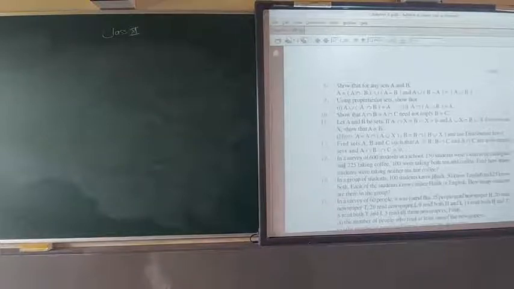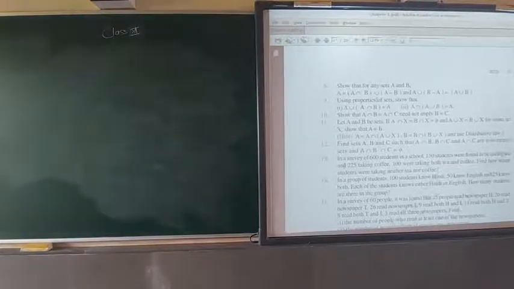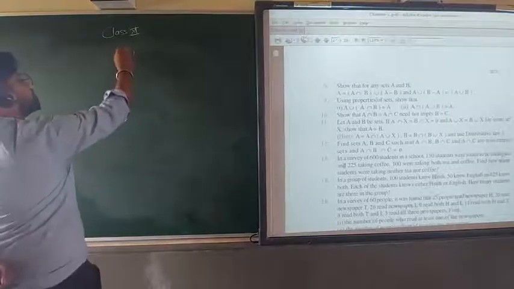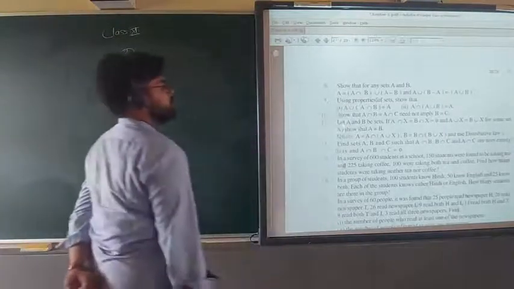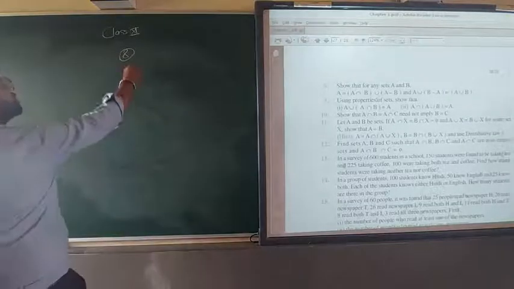Good morning, class 11th. From question number 8 we have to start. The 8th question is: show that for any sets A and B, A is equal to (A intersection B) union (A minus B). This I will show with the help of the Venn diagram.